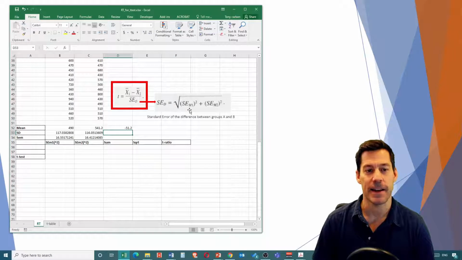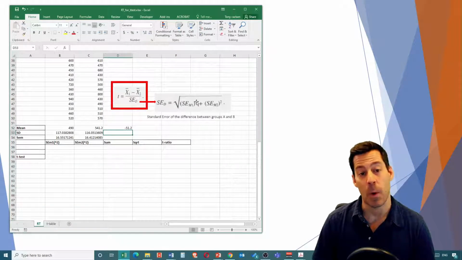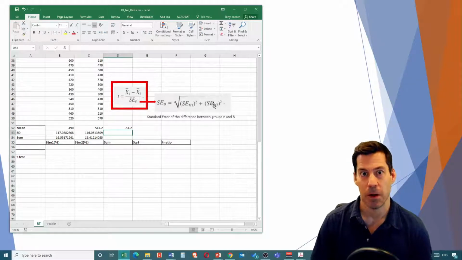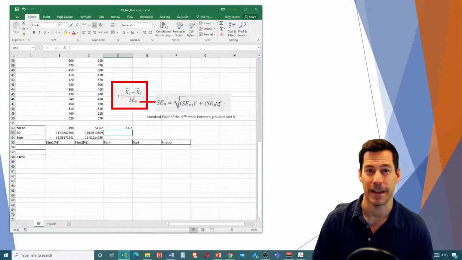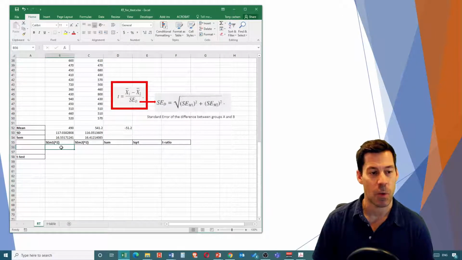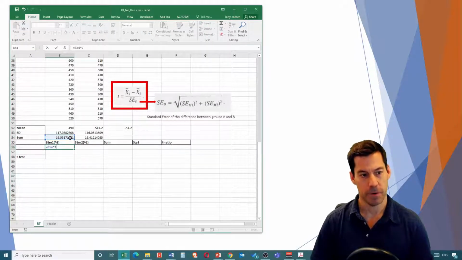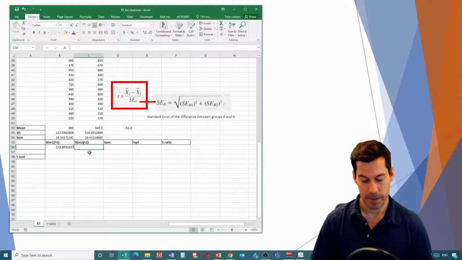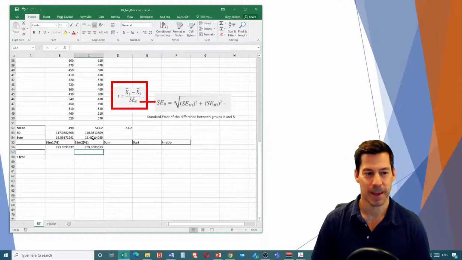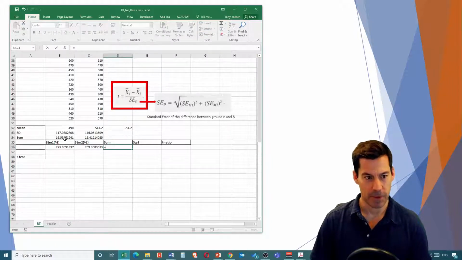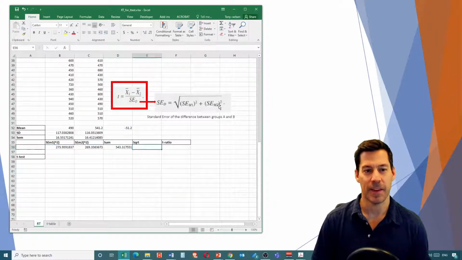And that's calculated as standard error of the mean 1 squared plus standard error of the mean 2 squared. And we just take the square root of that. So because we've got the standard error of the mean already, this is going to be really easy to calculate. So standard error of the mean 1 squared, I'm going to put here. And that is equal to this cell to the power of 2. Done. This one equals this cell to the power of 2. Right? So there's those two bits. Let's add them together. Equals that plus that. Great. And we take a square root of all of that.